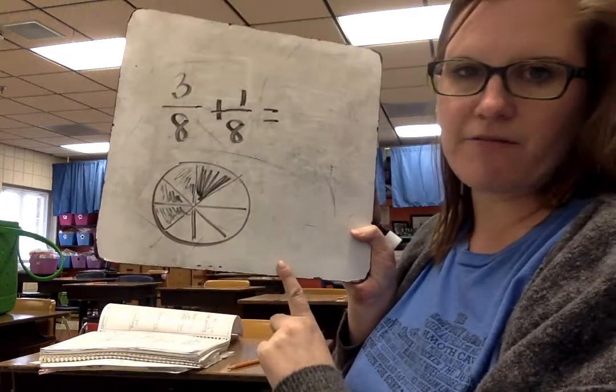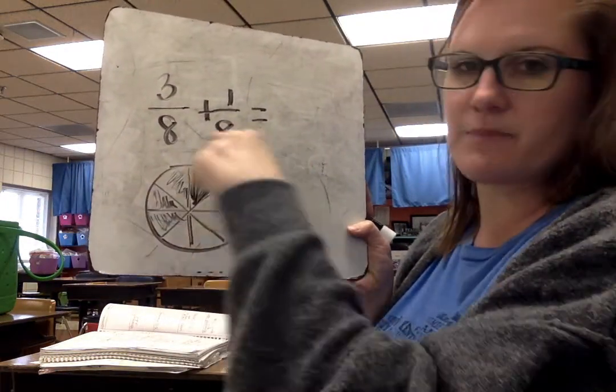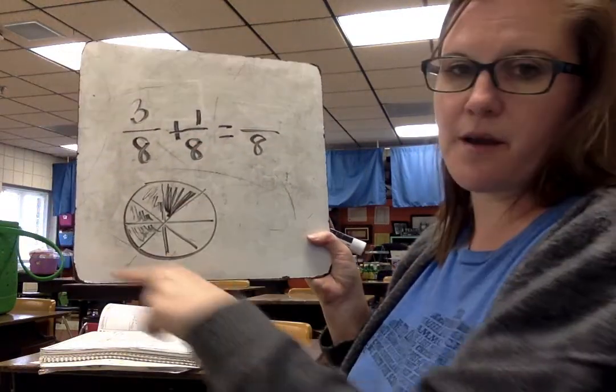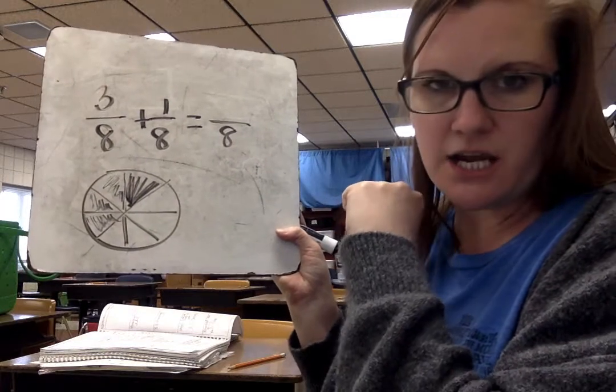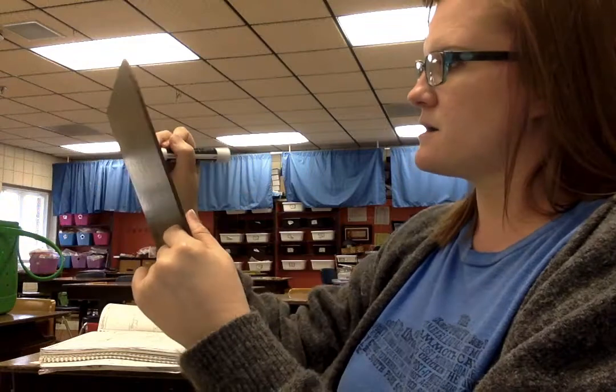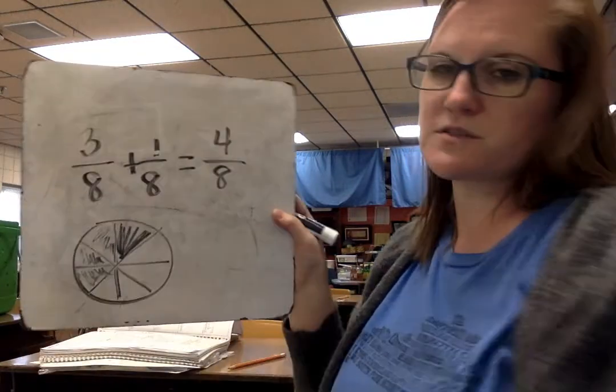So now look what I have left. I still have 8 as my denominator. That has not changed because the number of pieces in the whole has not changed. But my numerator will now be 1, 2, 3, 4 because 3 plus 1 equals 4.